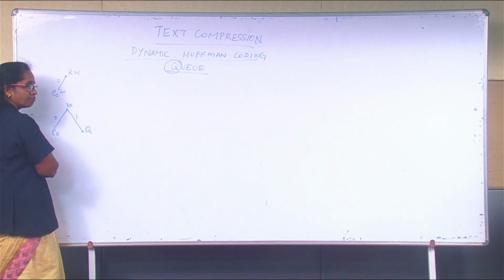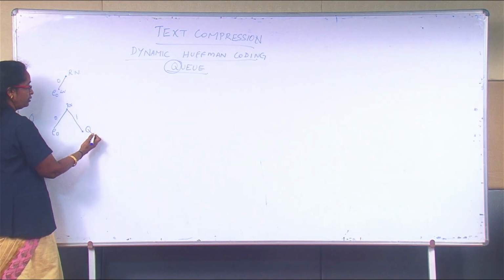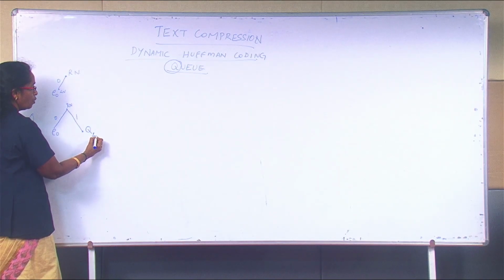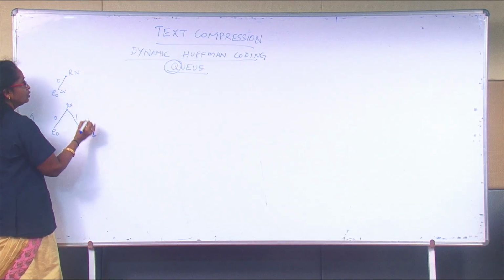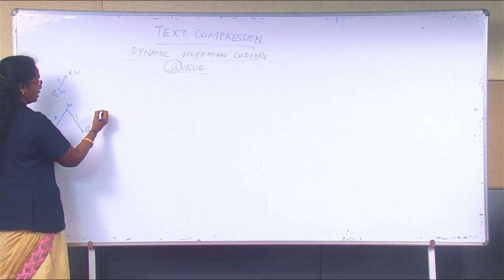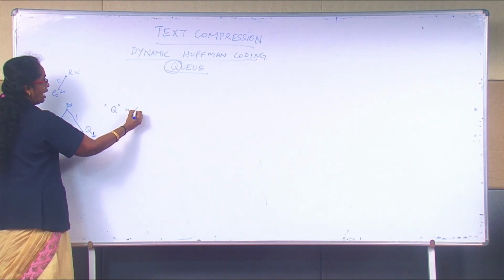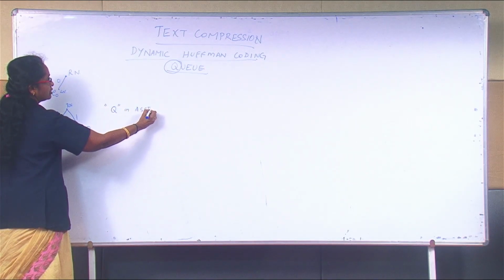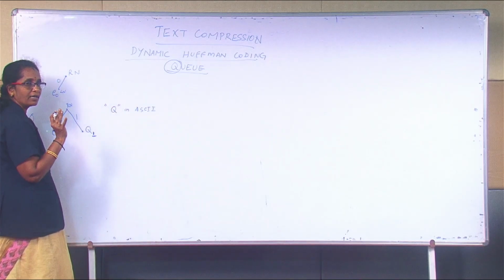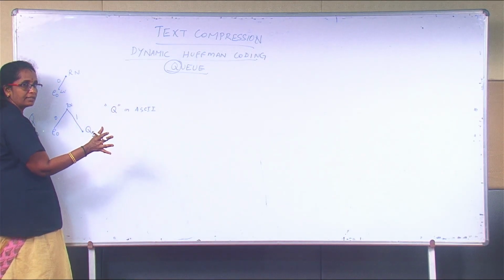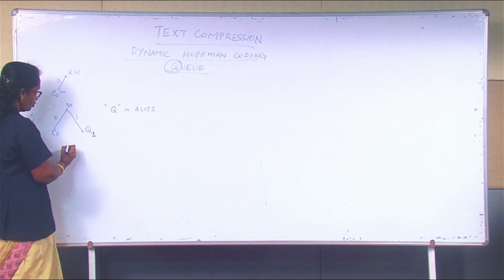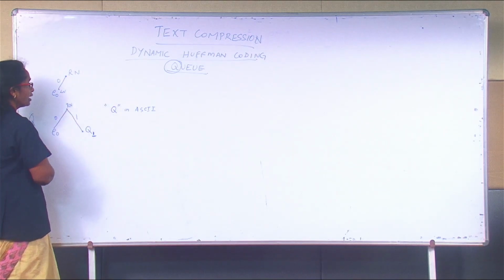As it is the first time this Q is occurring, its probability of occurrence is specified at the bottom as a suffix of our character. So Q1, the probability of occurrence is 1. What is being transmitted to the receiver? The Q is transmitted in ASCII form, as it is the first occurrence of the character in the string. Next we are going to see the second character.